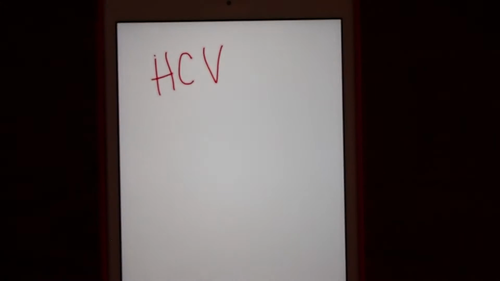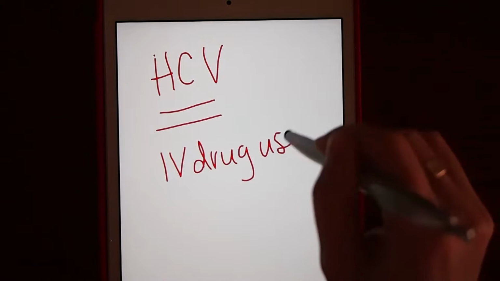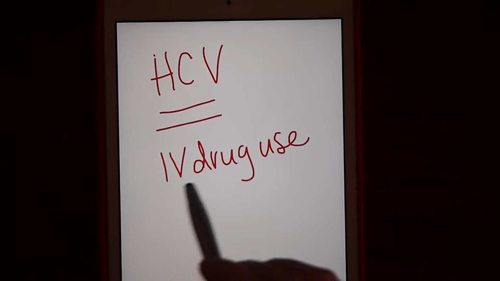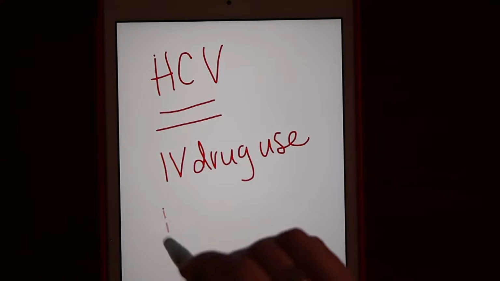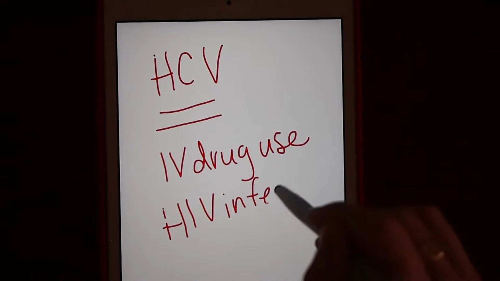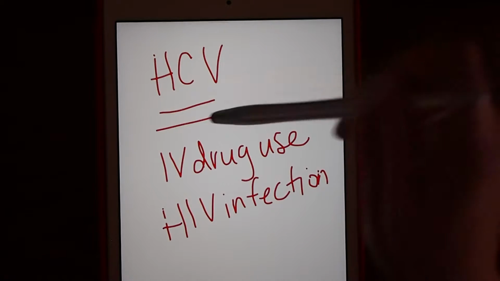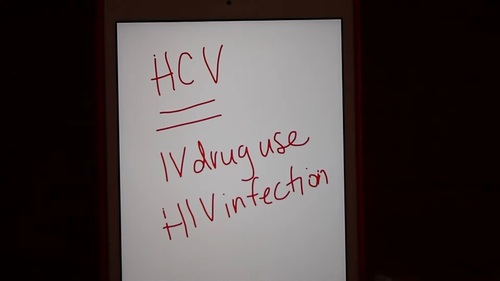Okay, now to hepatitis C virus, which is probably the one you've seen or heard of most commonly. About 40% of people with hepatitis C virus got it from IV drug use. And furthermore, most people who have hepatitis C virus and are IV drug users also have a very high risk of having HIV infection. So that's a combination, a co-infection of hepatitis C virus as well as HIV infection.